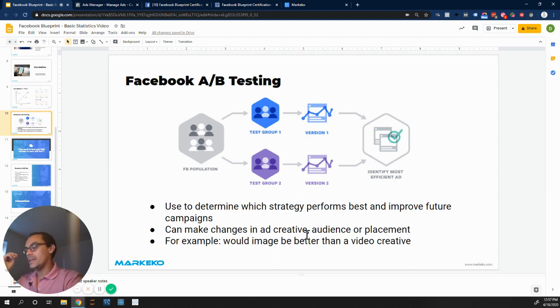So if I launch campaigns in Facebook versus Instagram, do I have better results within the campaign? Like, can I increase my click-through rate, or can I decrease my CPC, cost per click, right? But I'm not talking about causation. I'm not talking about conversions.